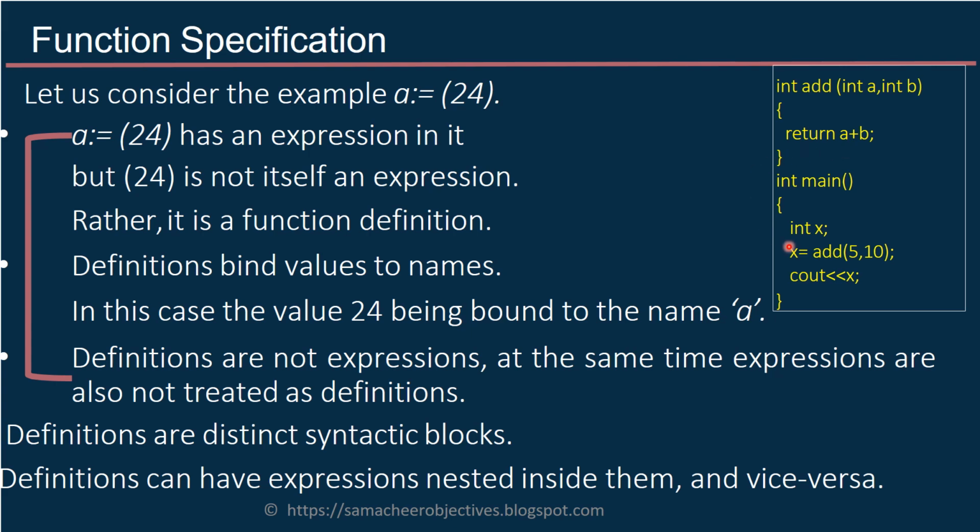Now we come to the calling part. x equals add of 5 comma 10. This is called an expression. What is an expression? a plus b, it is an expression. So more than one variable or values along with an operator is called an expression. So equal is an operator, x is a variable, and this is a function, so this is an expression. In this expression we have the function call add of 5 comma 10. So we can say this expression has a function call in it.